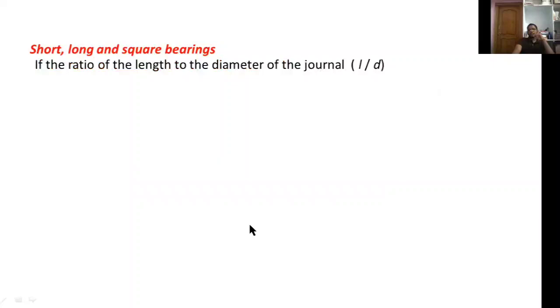Now coming to another topic, that is short bearing, long bearing and square bearing. How do we differentiate long, short and square bearings? We already know that small d is the diameter of the shaft, and L is the length of the bearing. Therefore, consider the ratio of the length to the diameter of the journal, L by D.